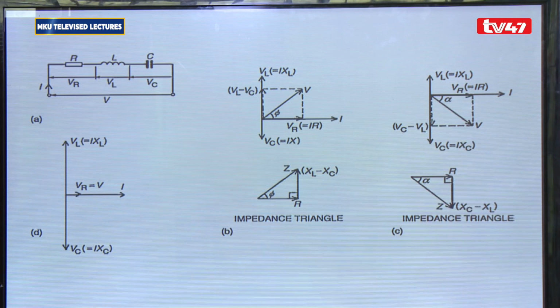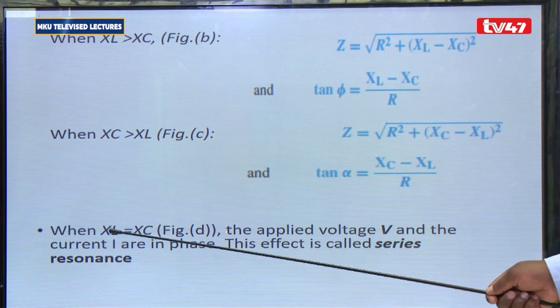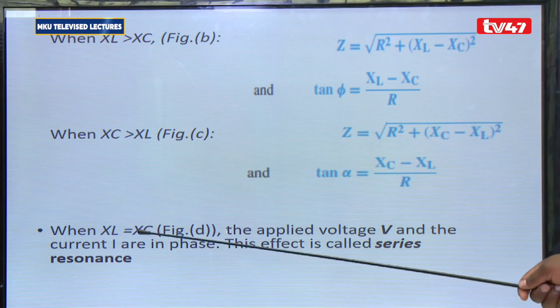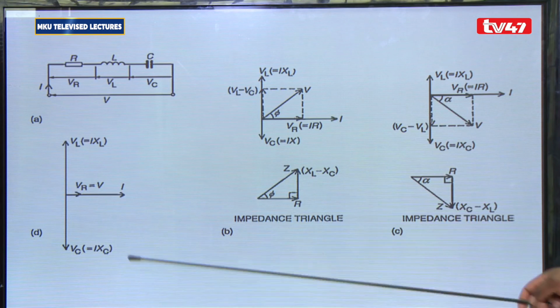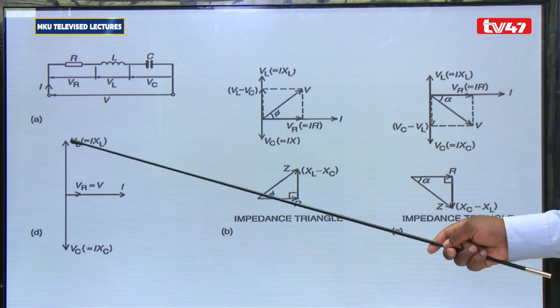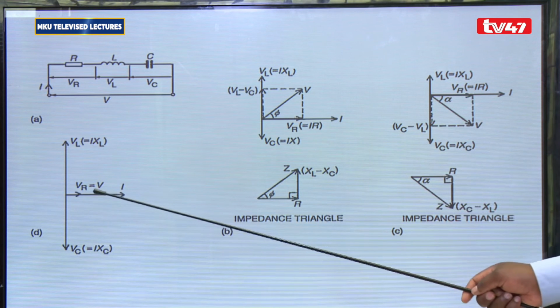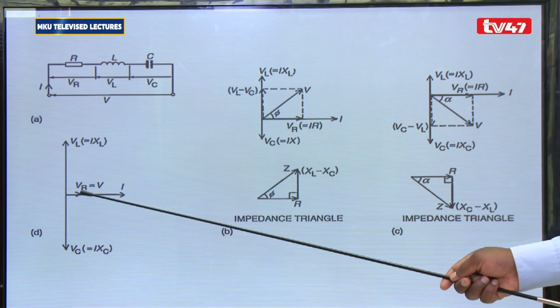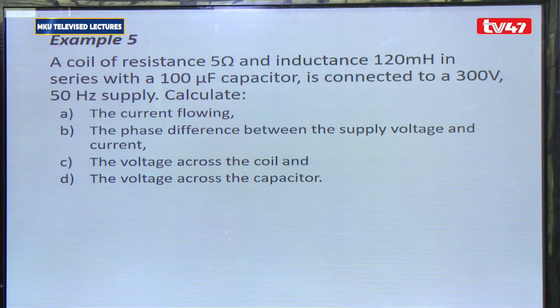Okay? Then here we have a situation whereby the reactance across the inductor is equal to the reactance across the capacitor. So we are going to have a situation called series resonance, and this is indicated in figure D here. This is the situation whereby VL is equal to VC, and you are going to have a phasor diagram which looks like this. The current is always in phase with the voltage across the resistor. So from there, I would like us to look at an example involving that.